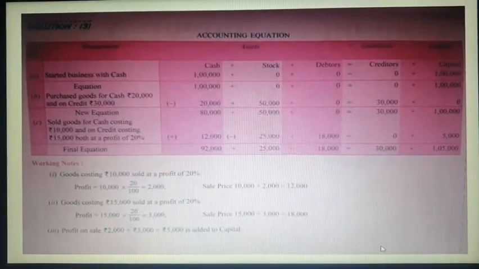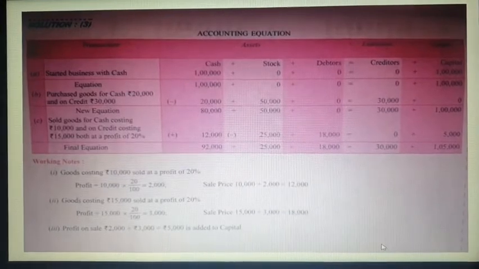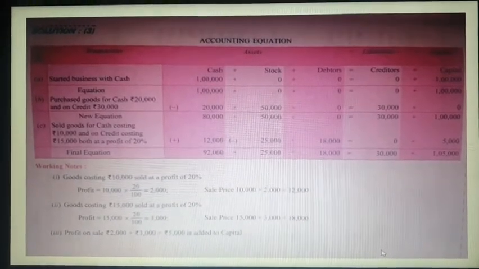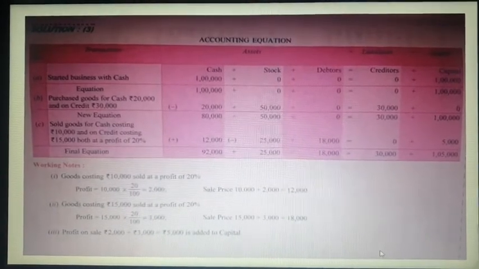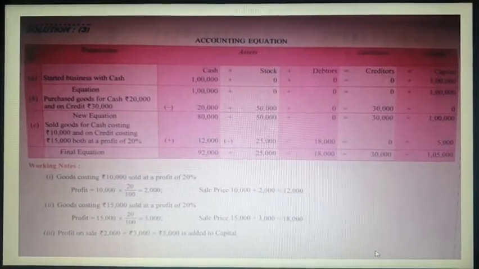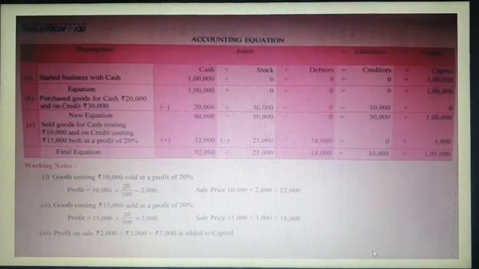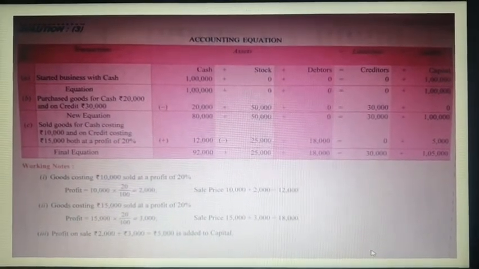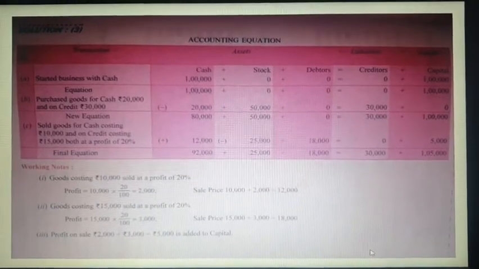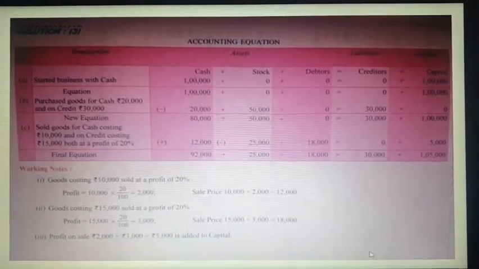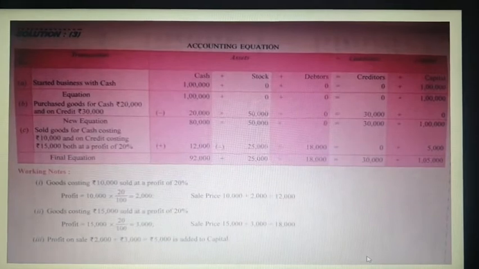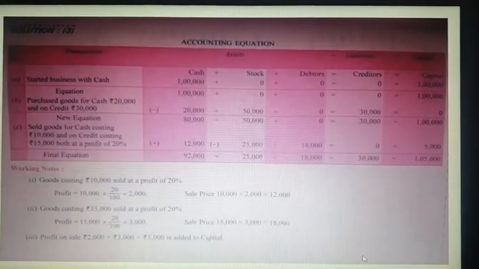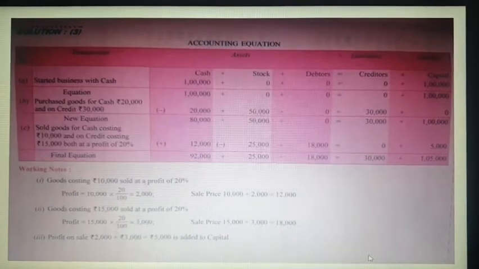So it will reduce your stock by 25,000. Now in the first case, goods sold for cash, so your cash will increase by 10,000, but on 10,000 you are earning a profit of 20%, that is 2,000 is your profit. So your cash will increase by 12,000 in total. Why? Because 10,000 you are receiving in cash as well as the profit of 20% on 10,000, that is 2,000. It is given in the working note. 10 plus 2, that is 12,000. So that will increase your cash.